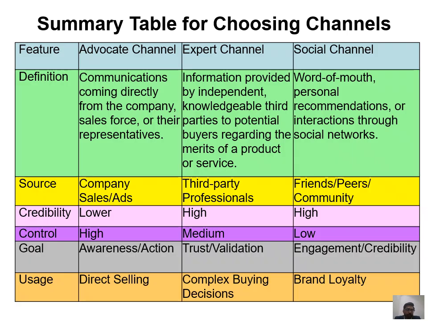If you talk about the sources, the advocate channel is through company sources, the company salesperson. The expert channel is a third-party professional, and the social channel is friends, peers, or community. Credibility is lower in the case of the advocate channel, high in the expert channel, and high in the social channel also. Control is high in advocate channels, low in social, and medium in expert. Goals are creating awareness or taking action.